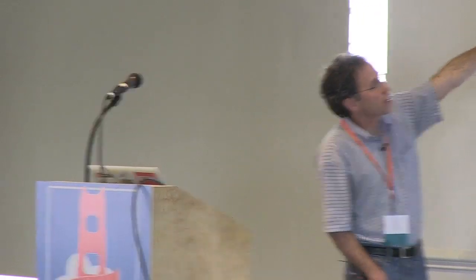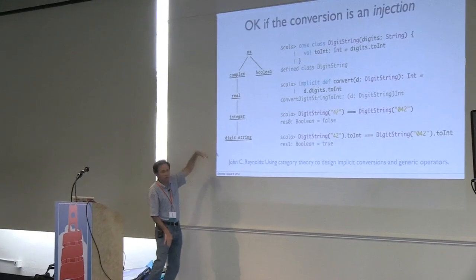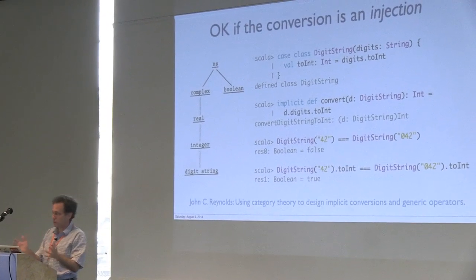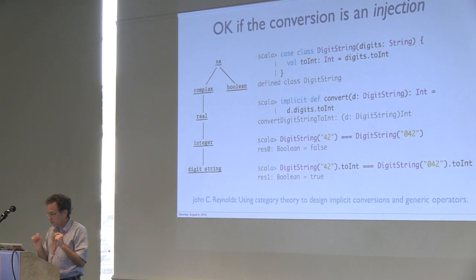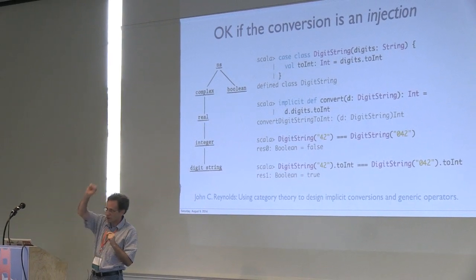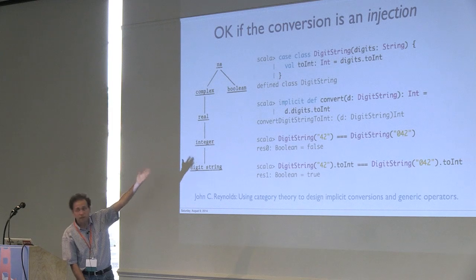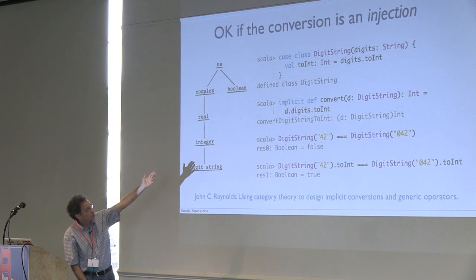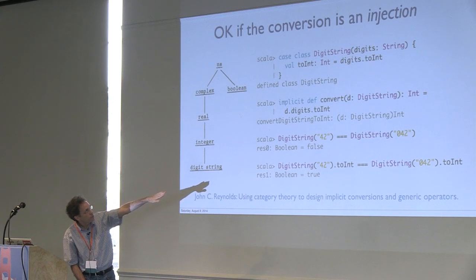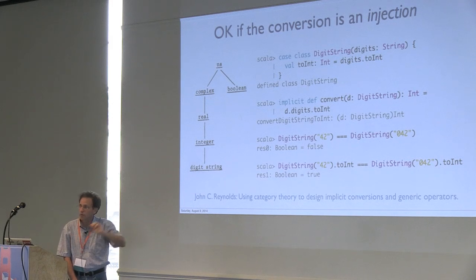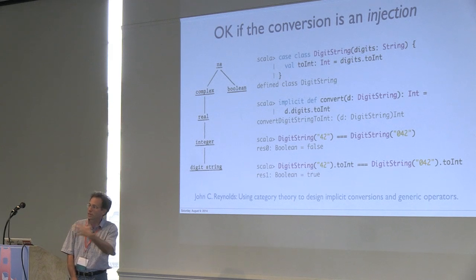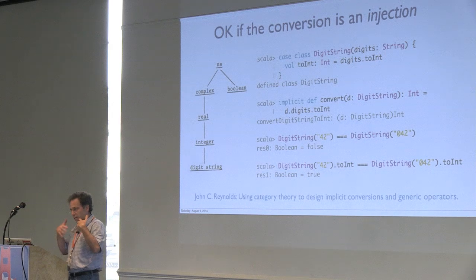But there's this thing called digit string, where it doesn't make sense. It's OK to have an implicit conversion, but you don't want to let them be compared for equality, because you lose information: you lose how many zeros are in front. A digit string is a string of digits, enforced to be a valid int, and the implicit conversion just converts it to int. When I compare 42 with 042, that's false, but if I convert them to int, it's true. So that gave me confidence that if something is an injection, a widening conversion, it should be OK to allow them to compare.